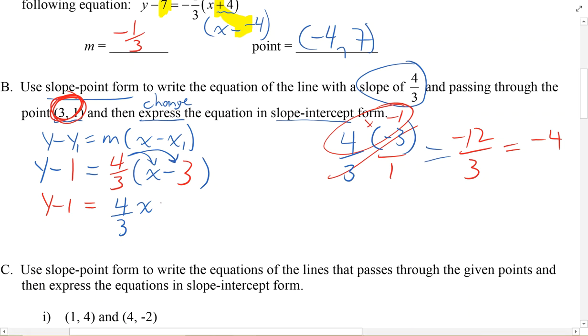So this would be -4. Okay. You guys okay with multiplying the fractions? Because we're going to do this to the end of the year.